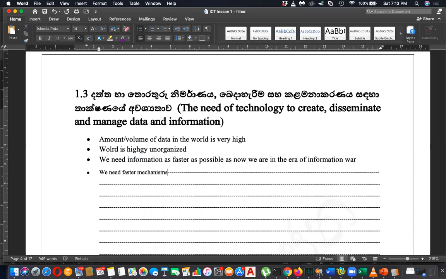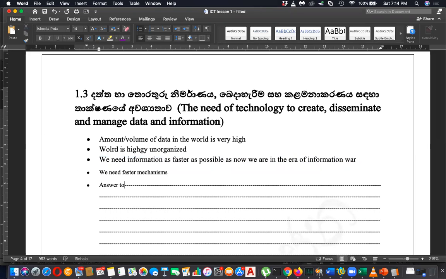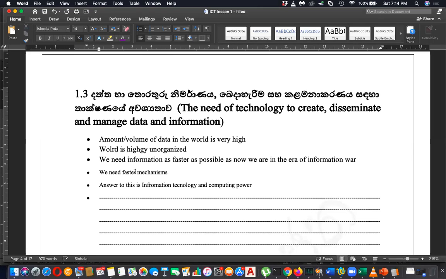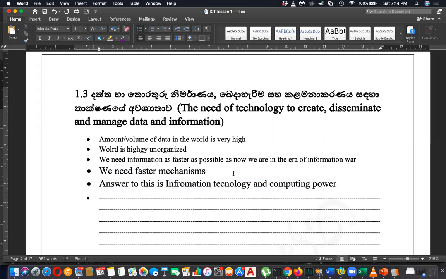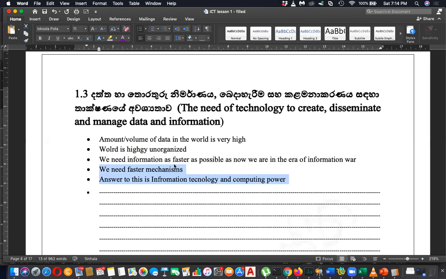mechanisms. And the answer to this is information technology and computing power. The answer to this is information technology and computing power. That is why we need information technology in managing and handling resources, because it's very important as now we are in the era of information war and we need faster mechanisms to produce information.